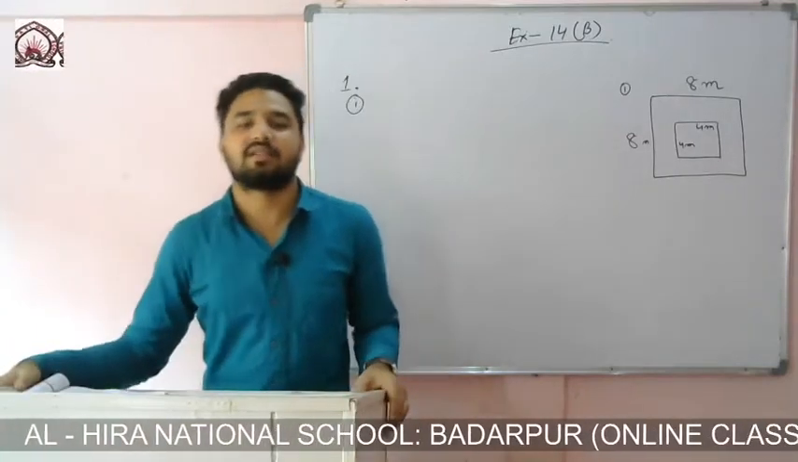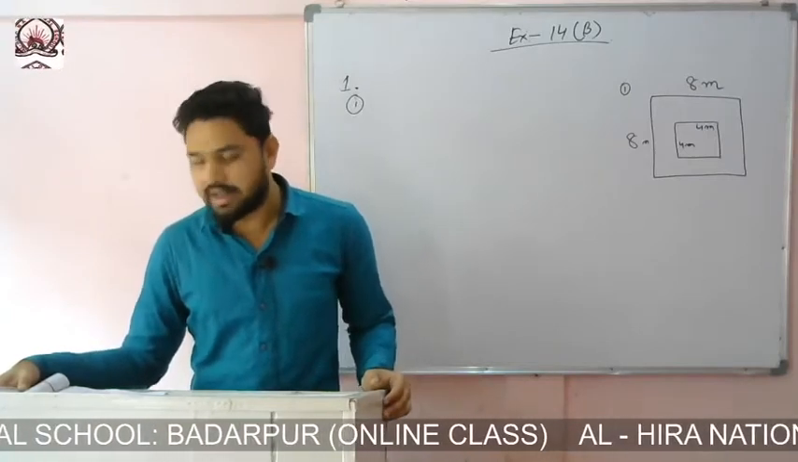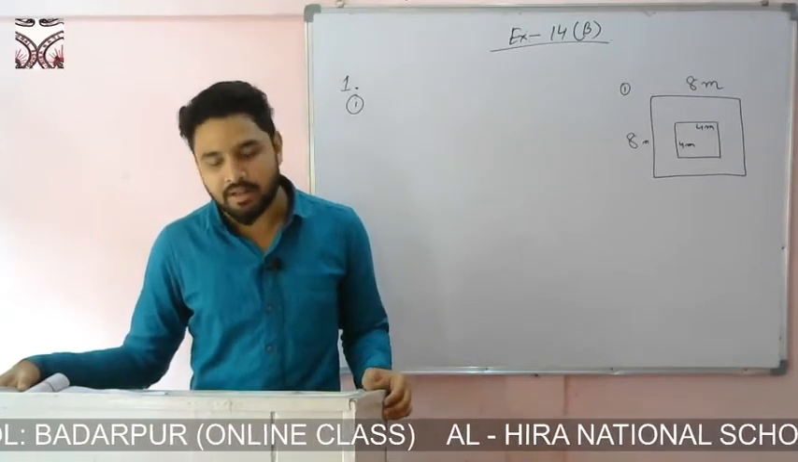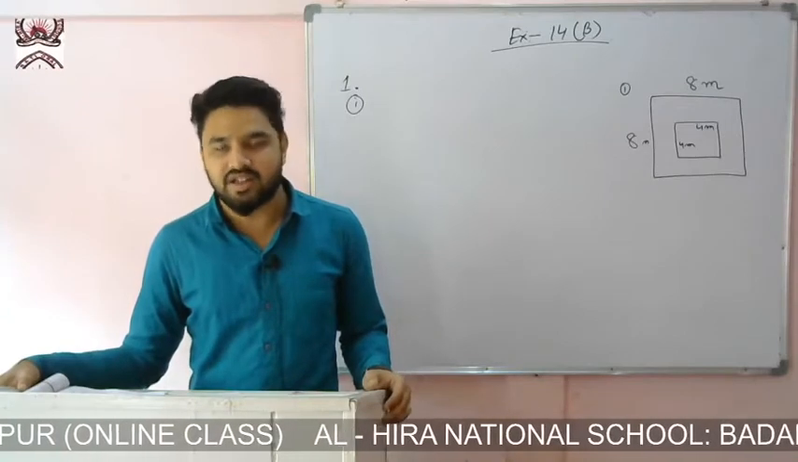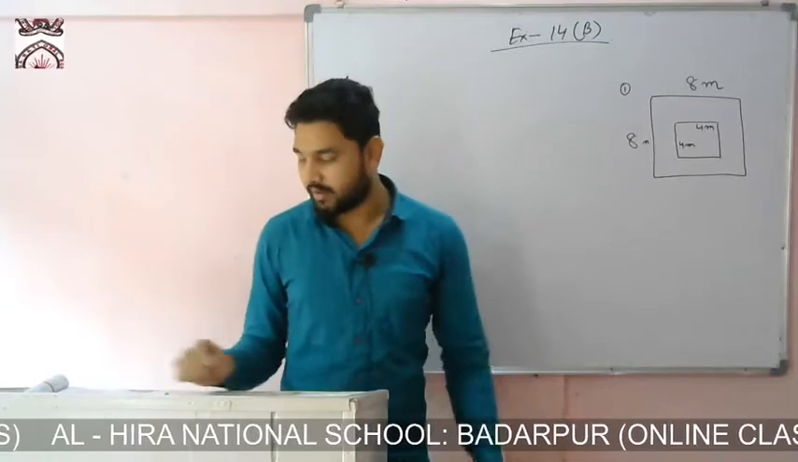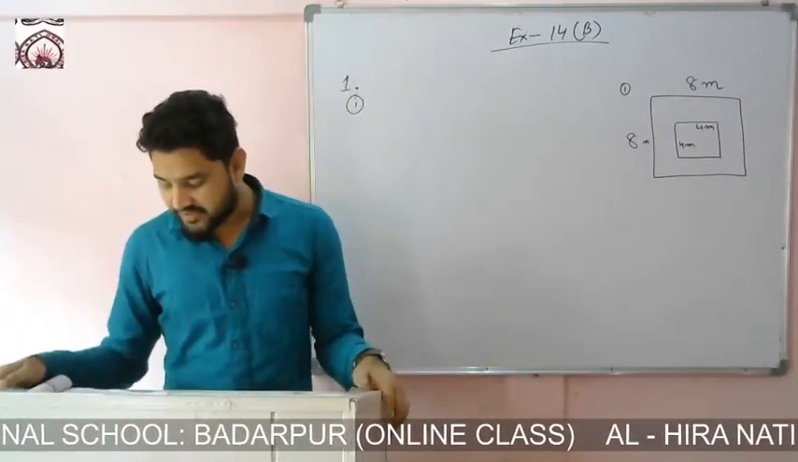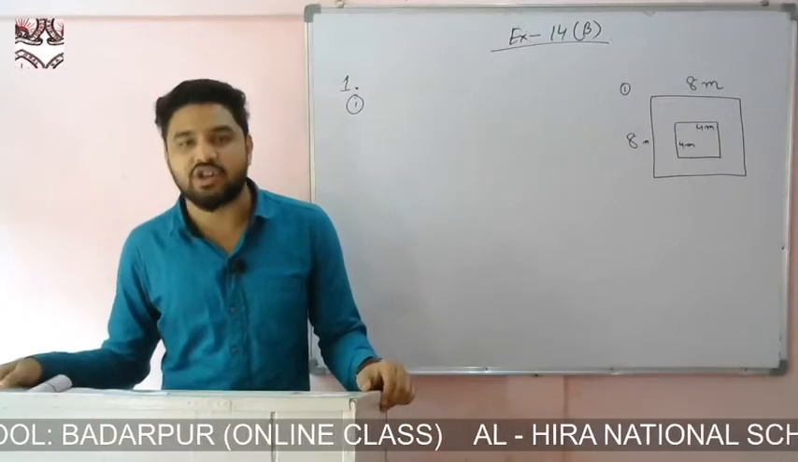So in the last class, I have done exercise 14a of chapter number 14, and today I shall start exercise 14b of chapter number 14. Okay, so let's start. You see the first question, find the area of the shaded portion in each case.